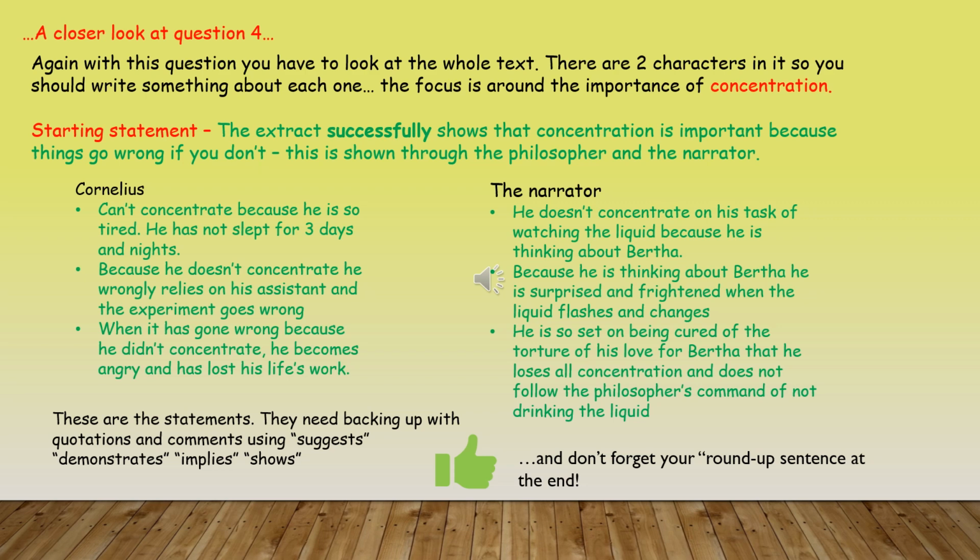For Cornelius, he can't concentrate because he's so tired. Because he can't concentrate, he wrongly relies on his assistant, and the experiment goes wrong. When it has gone wrong because he didn't concentrate, he becomes angry and he's lost his life's work. Now, they're statements, and obviously they'd need backing up with quotations and comments.